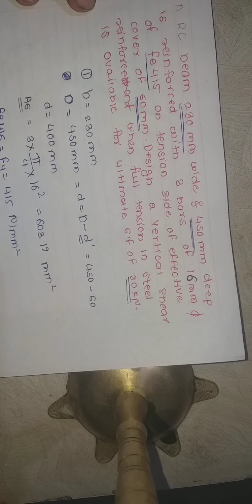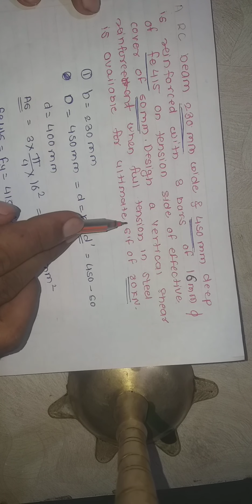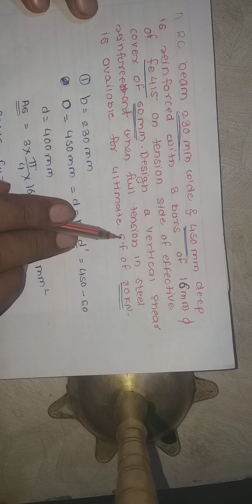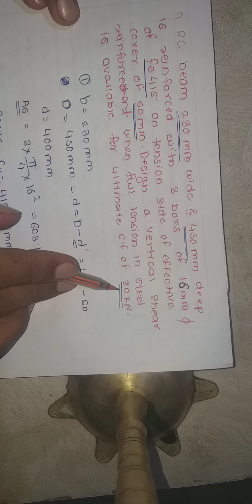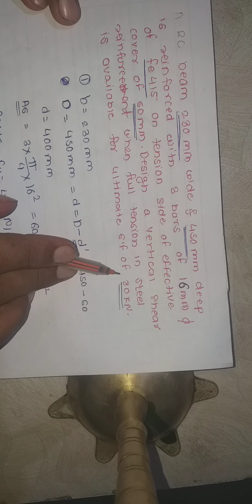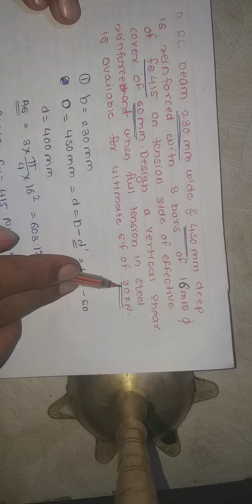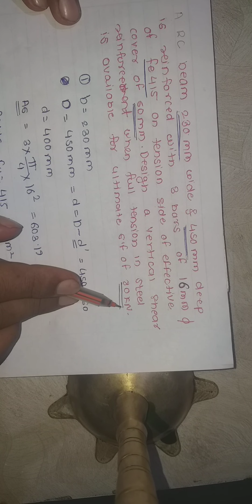And vertical shear reinforcement with full tension. So here no bent bar is provided, and the ultimate shear force is 18 kilonewton. We require the values in newton, so we take it as 18 into 10 raised to 3 newton.